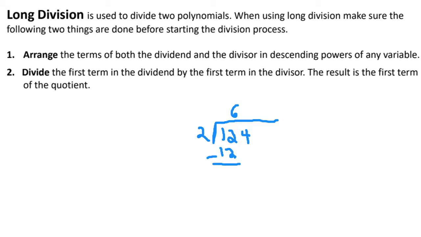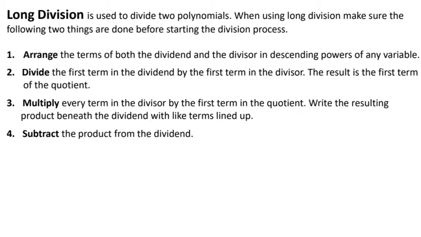We subtract these two numbers. 12 minus 12 is 0. Then we bring down our next term, which is 4. And then I say, is there a number that I can multiply by 2 to get 4? Yes, that's 2. So 2 times 2 is 4, and 4 minus 4 is 0. So 2 divided into 124 gives me 62. This is just an example of how we do regular division. But believe it or not, this is the same process that we're going to use to do long division using polynomials.